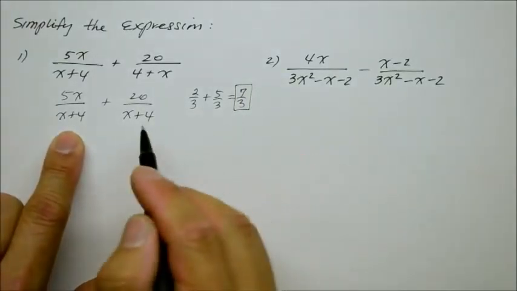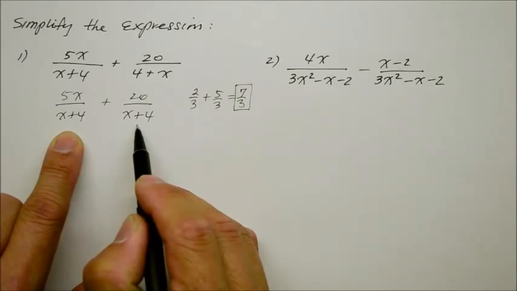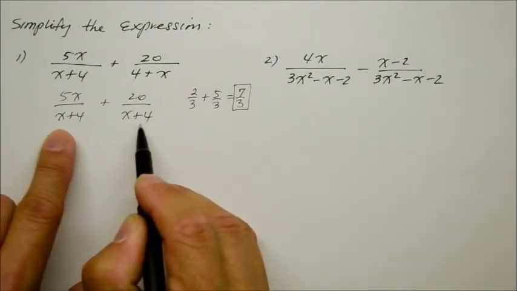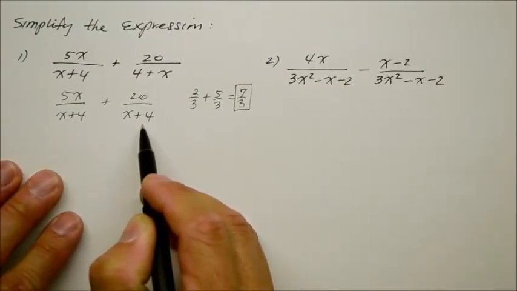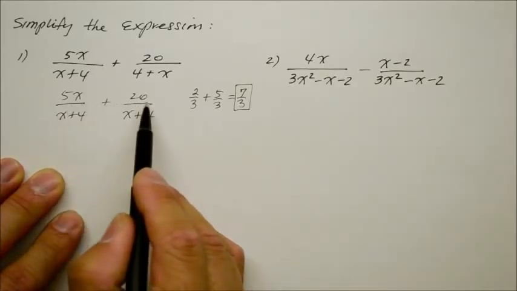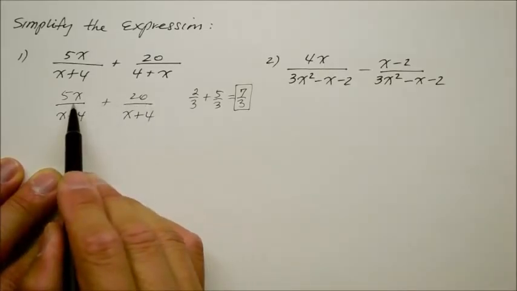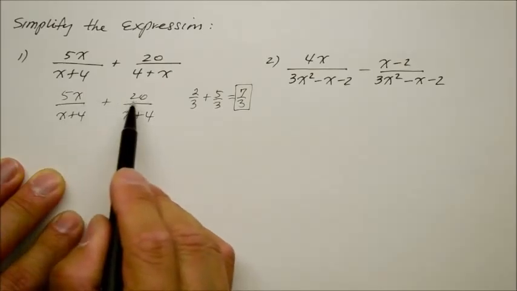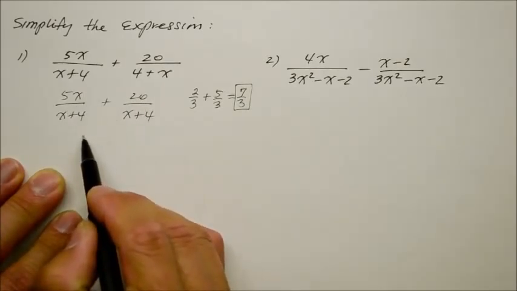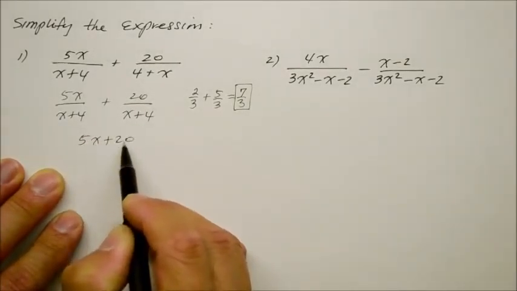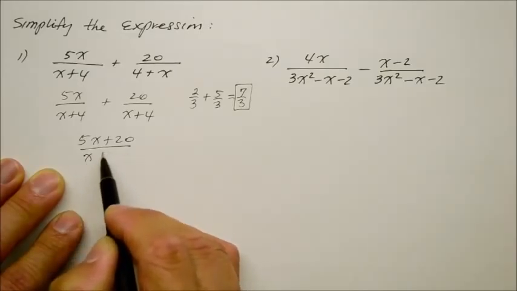Same thing here. Do these two quotients have the same denominator? Yeah. x plus 4, x plus 4. All we do is then add the numerators. Unfortunately here, these two are not like terms. So all we can do is go 5x plus 20 over x plus 4.